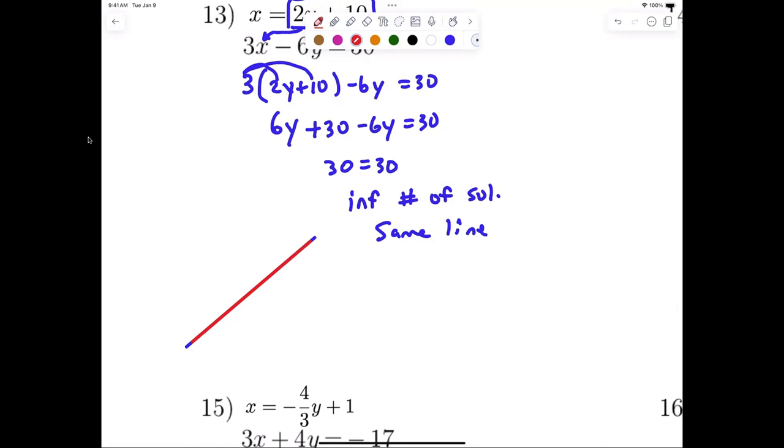6y minus 6y is 0y. I just didn't subtract 30 from both sides like you did. So now I would have 0y equals 0. Okay.